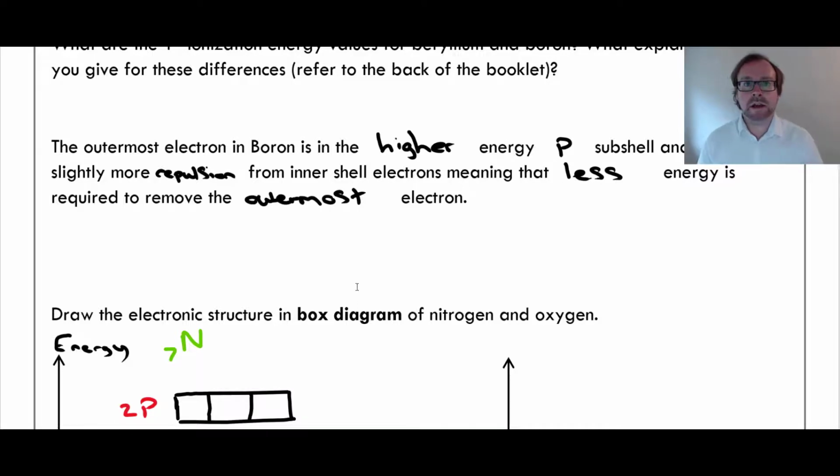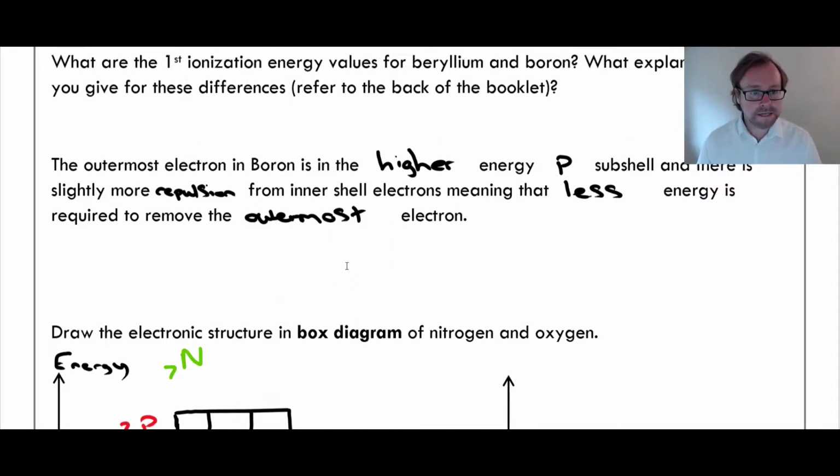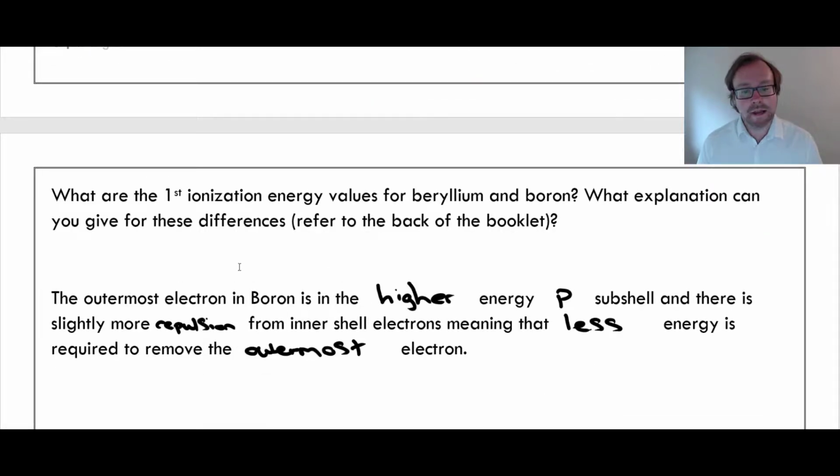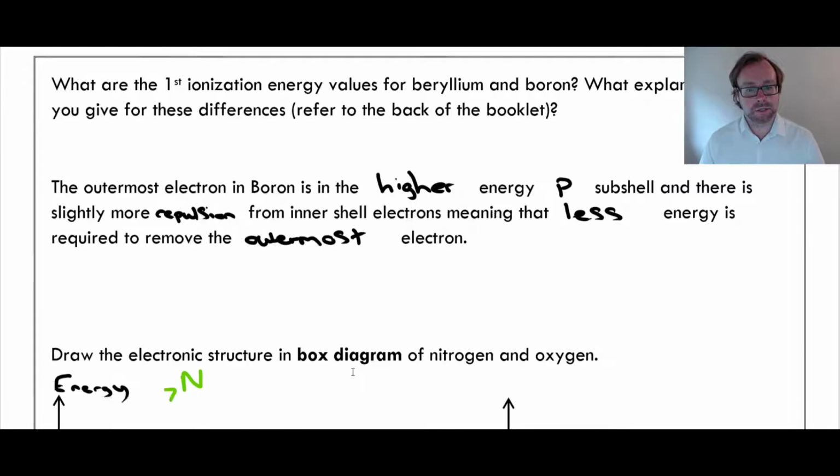Okay, so this slightly bucks the trend across a period, and we describe it in this way. The outermost electron in boron is in a higher energy p subshell, and there's slightly more repulsion from inner shell electrons, meaning that less energy is required to remove the outermost electron.